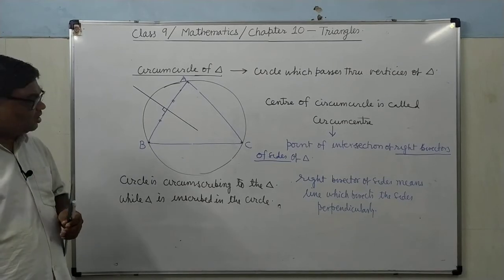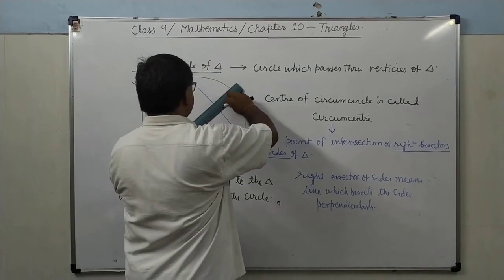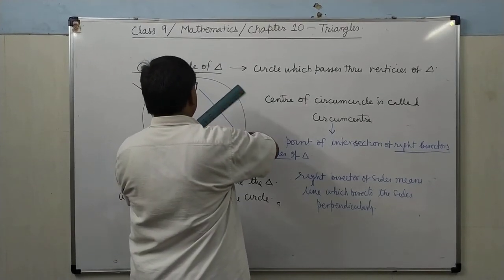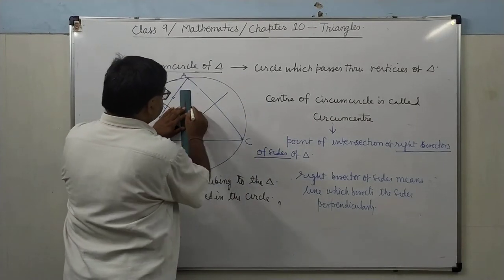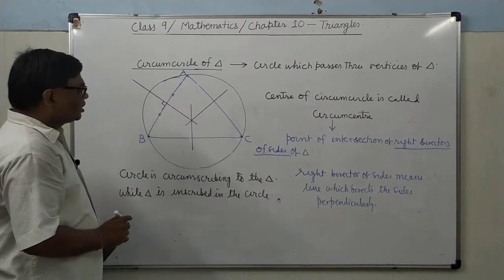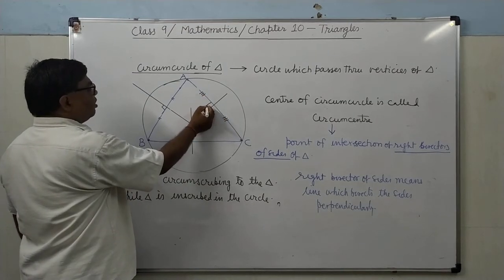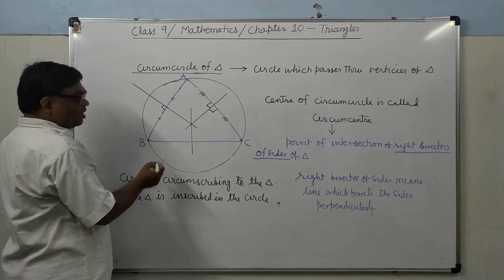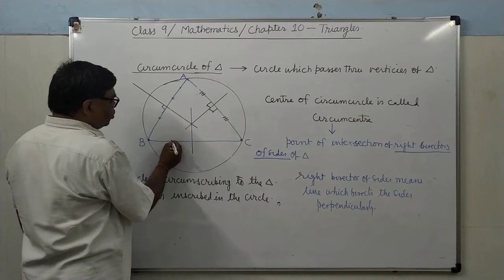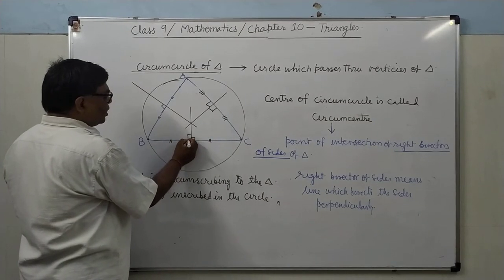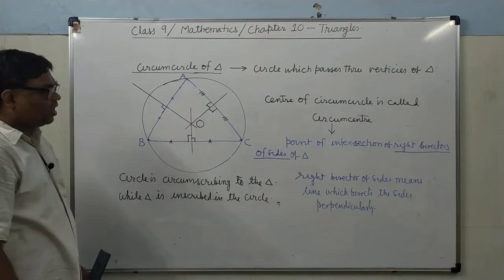So you can see here, one right bisector is this, then another right bisector will be of AC, and the third right bisector will be this. These right bisectors are this equals to this, and this angle will be equal to this angle, 90 degrees. Similarly, this is the right bisector of BC, so this equals to this, and this angle will be 90 degrees. This point is known as the circumcenter of the triangle.